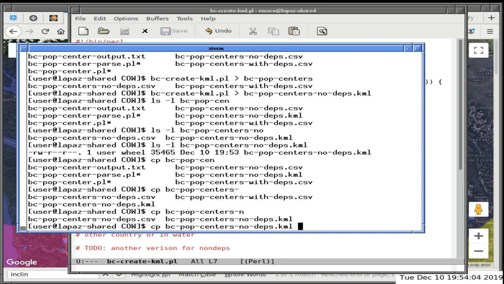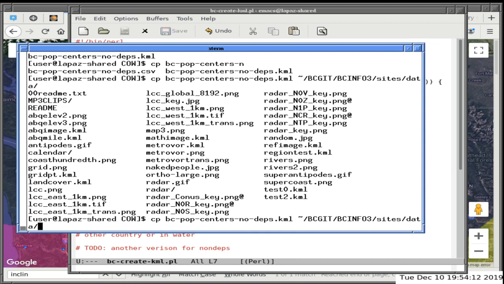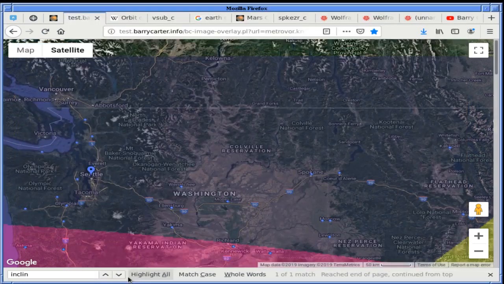So this is going to be BC Git, BC Info 3, sites, data. Is that where I have all the other ones? Now I need to sync stuff over to BC Info 3, and I can't do it from this machine because it doesn't have the proper trust. So I'm going to go back to my main machine, Shiny, to do this. This would only take a few hundred hours, maybe a couple of days. Obviously, I was just joking about that, and I will blather while it does this.